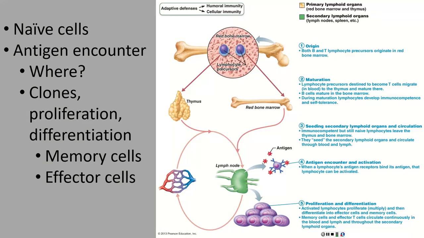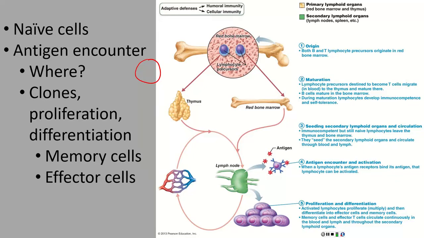So, let's see B cells and T cells. Now, they're going to follow a common theme. Each B cell is going to follow a common theme. Each T cell is going to follow a common theme. B cells and T cells together are going to follow a common theme, but they're going to do it a little bit different. So let's just see what that common theme is. Well, here we have a B cell or a T cell that is naive. Could be either a B cell or a T cell.